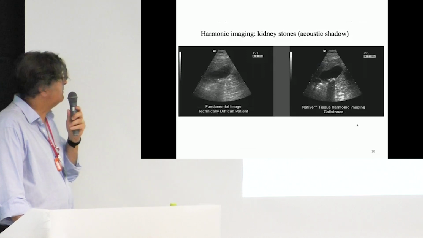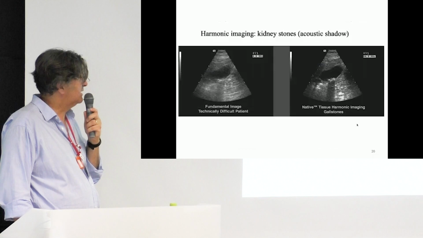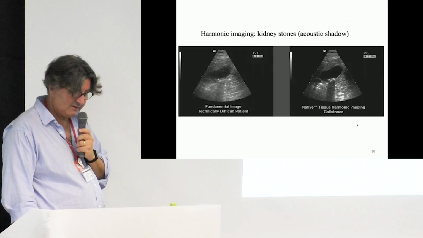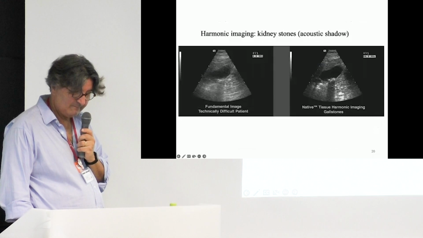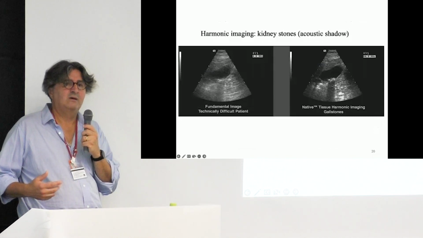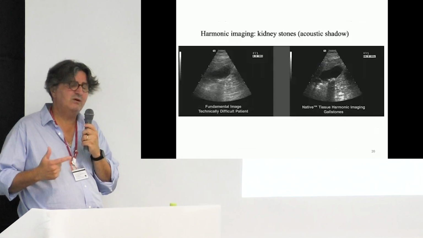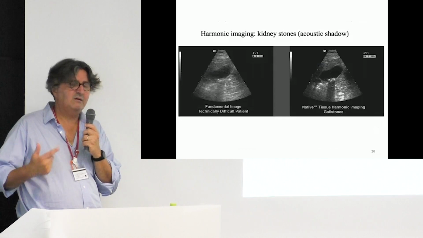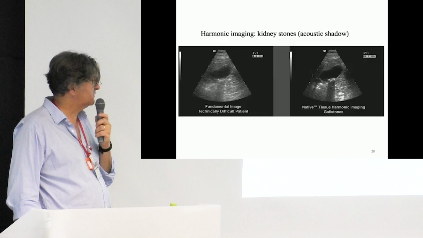Another illustration of harmonic imaging is, for instance, kidney stones. And here again, you can see clearly the presence of the stones in the kidney, with the shadow that appears. So these are new techniques: 3D imaging, contrast agents, which are now very frequent, and harmonic imaging, which is also now quite frequent.